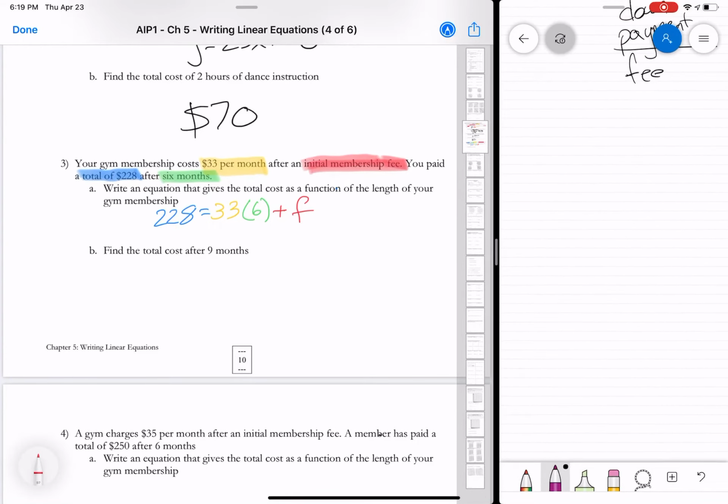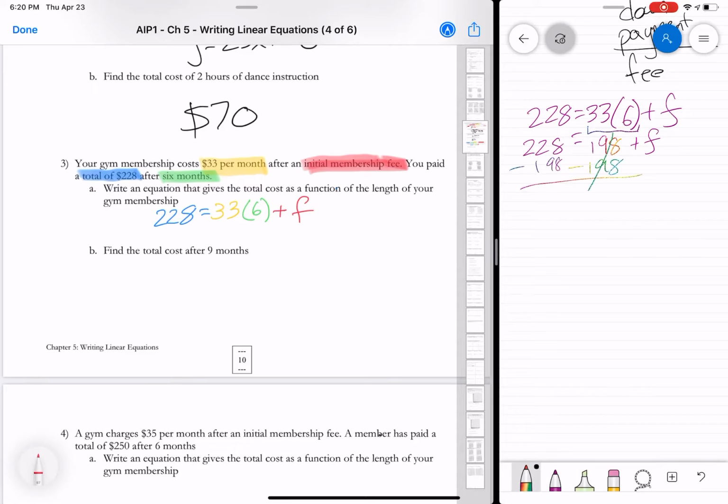So let's solve it here off to the side. We have 228 equals 33 times 6 plus F. All right, so we get 228 equals 198 plus F. Let's subtract 198 from both sides. We get 30 equals F. So now we can substitute this information into our problem.